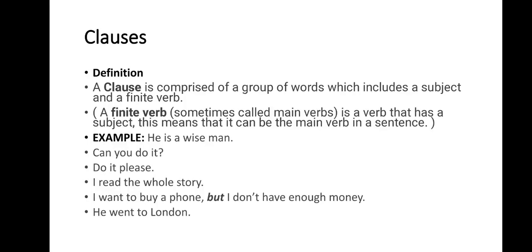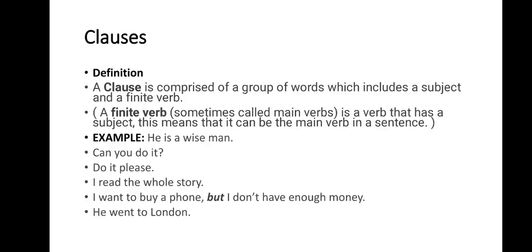Example: He is a wise man. So you have both the subject and the verb here. The subject is he, and the verb is is. He is a wise man. So that makes the sentence complete.